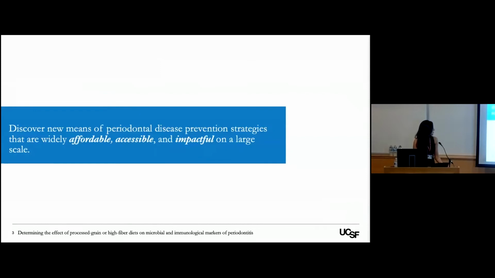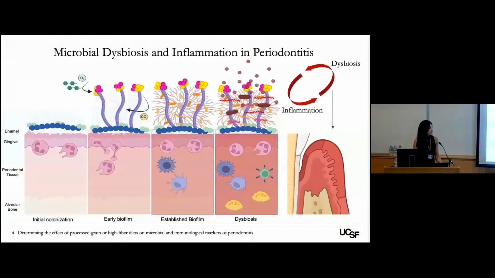As such, it's important to discover new means of periodontal disease prevention that are widely affordable, accessible, and impactful on a large scale. To do this, it's important to understand what the drivers of periodontitis are. Periodontal disease is primarily driven by an interplay between the oral microbiome and inflammation. The oral microbiome builds sequentially via metabolic and physical interactions amongst the microbes, which eventually leads to the integration of periodontal pathogens into the system. Concomitant with this, we have an increase in inflammation in the periodontal complex. So ultimately, dysbiosis and inflammation interact to lead to the disease state.